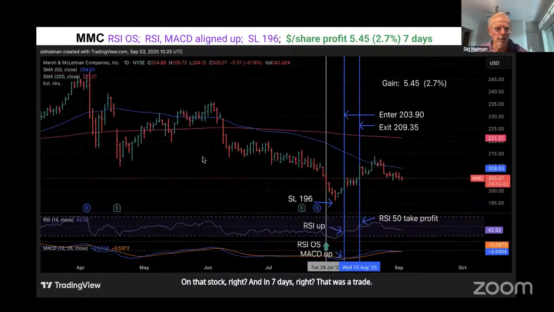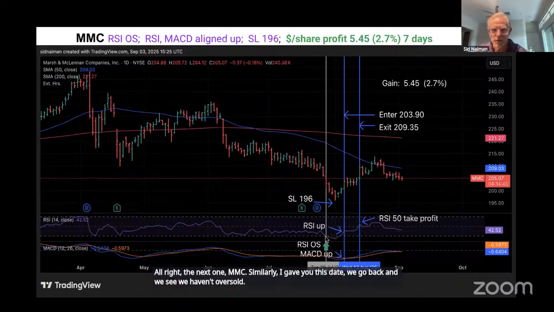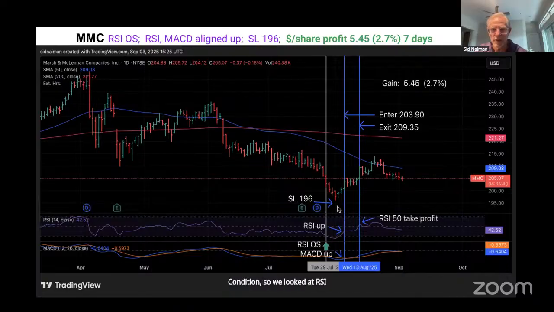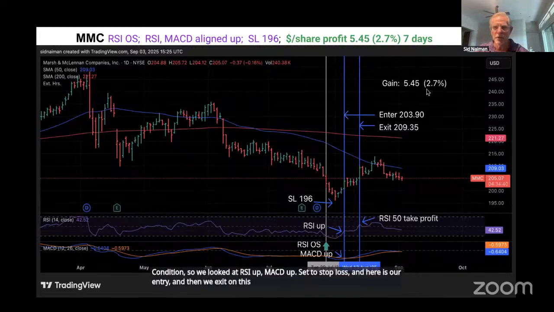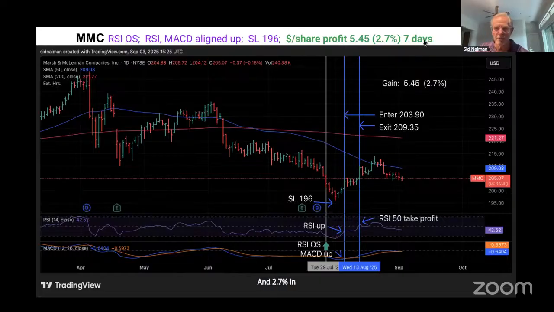All right, the next one, MMC. Similarly, I gave you this date. We go back and we see we have an oversold condition. So we look for RSI up, MACD up, set the stop loss, and here is our entry, and then we exit on this. So we gain 5.45 points on this one, or dollars per share gain on that trade, and 2.7% in 7 days again.